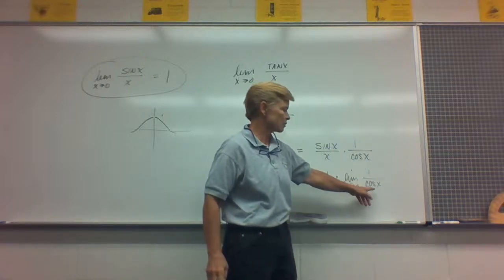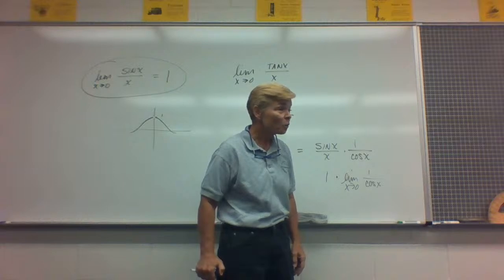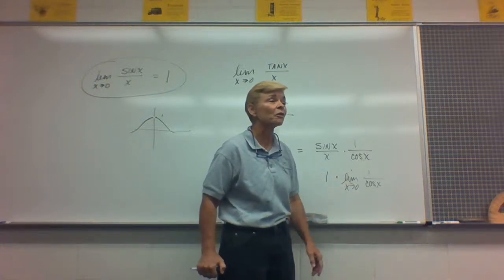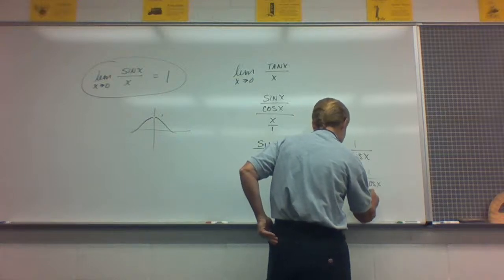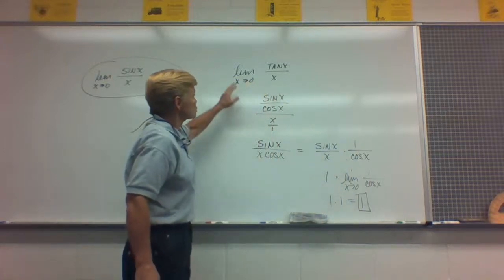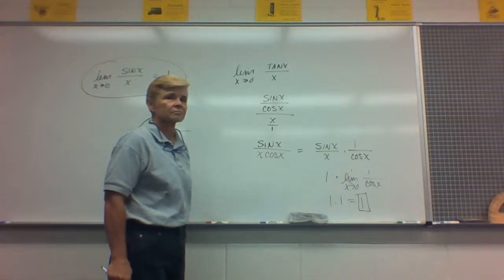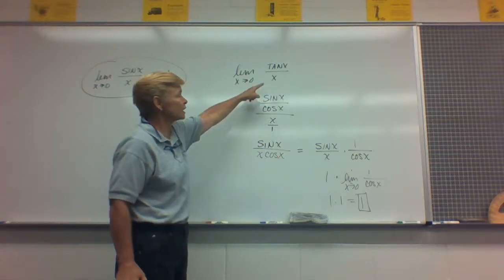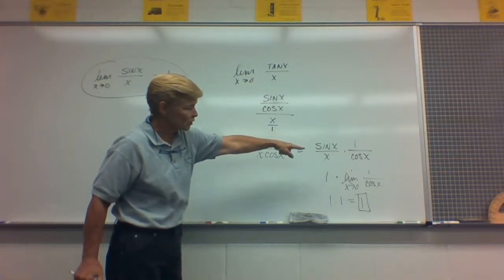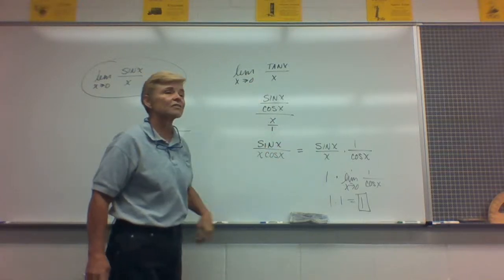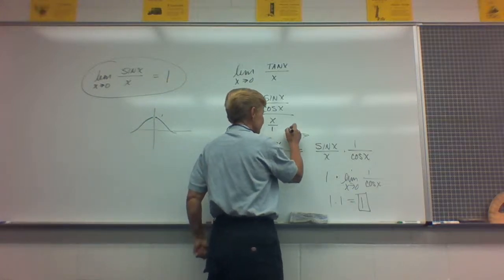Do I still have division by 0 when I plug in 0? No. This is the cosine of 0, which is 1. So the limit as x approaches 0 of tangent x over x is 1. By careful manipulation, we never had to plug 0 in to have division by 0. We were able to work it out so that direct substitution did not cause division by 0. And right here, from here to here, that's the clever part.